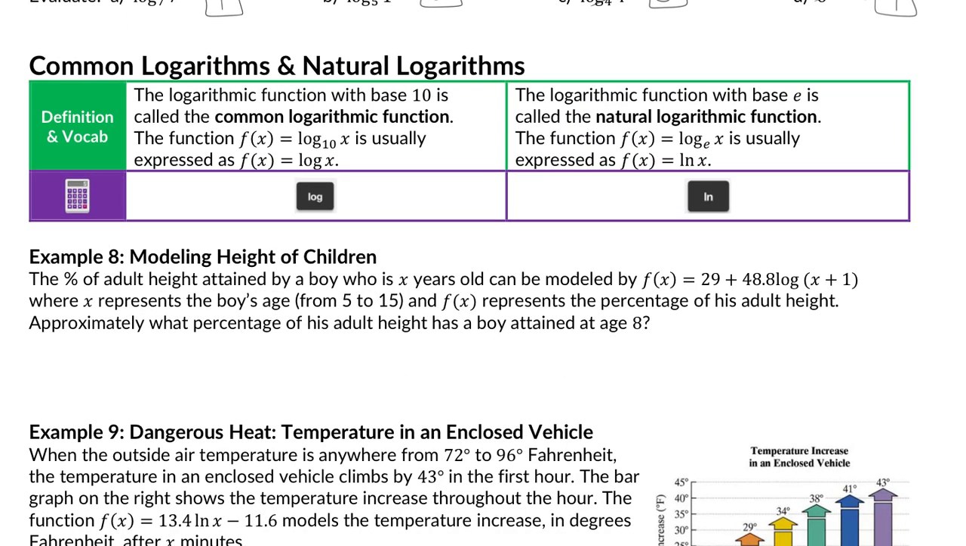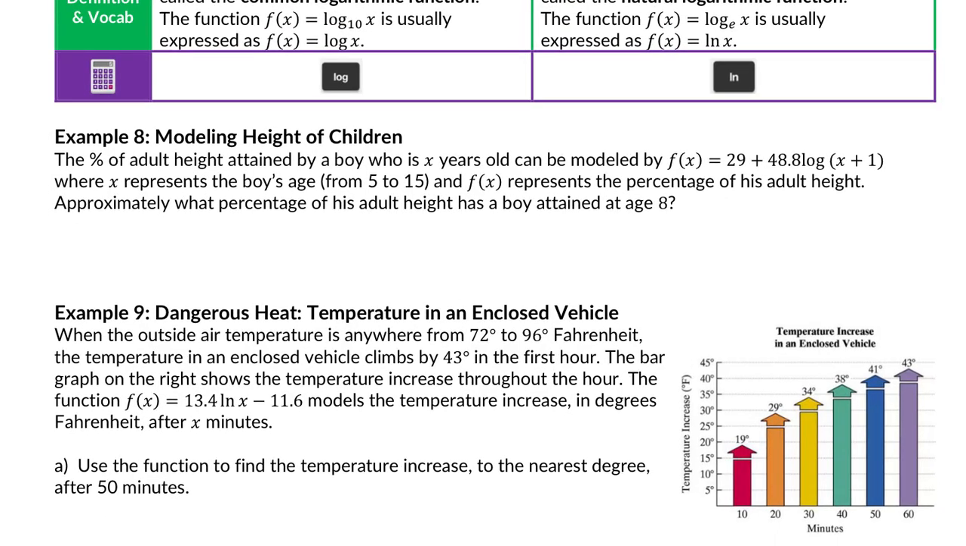So let's practice. Example 8, it says the percentage of adult height attained by a boy who is x years old can be modeled by the function f of x equal to 29 plus 48.8 log of x plus 1, where x represents the boy's age from 5 to 15, and f of x represents the percentage of his adult height. Approximately what percentage of his adult height has a boy attained at age 8? Age 8 does mean that we are plugging the number 8 into this formula because it says x is the boy's age as long as it's between 5 and 15. So all we're going to do is evaluate f of 8.